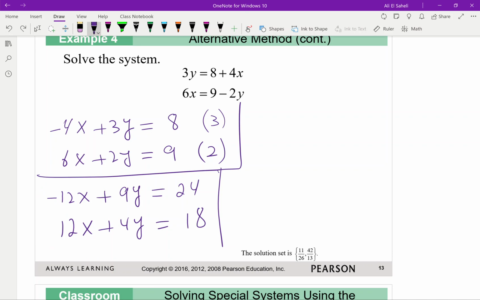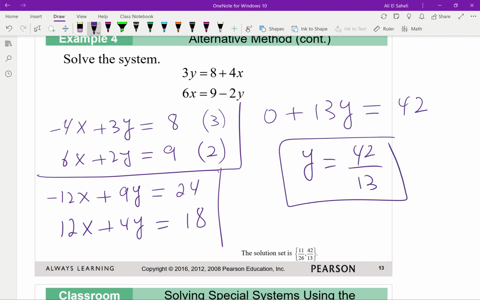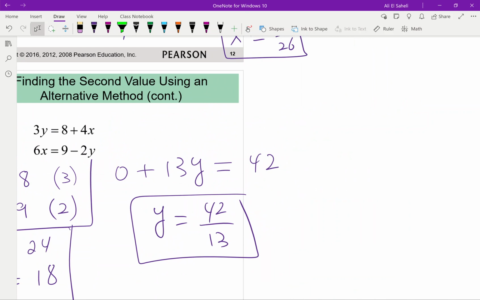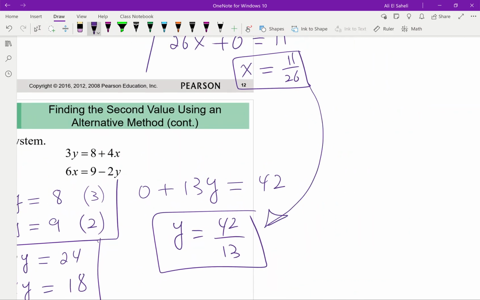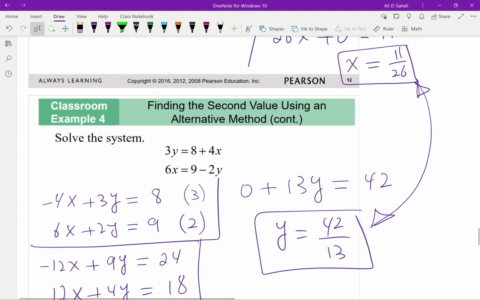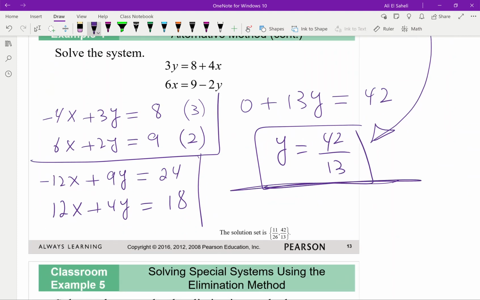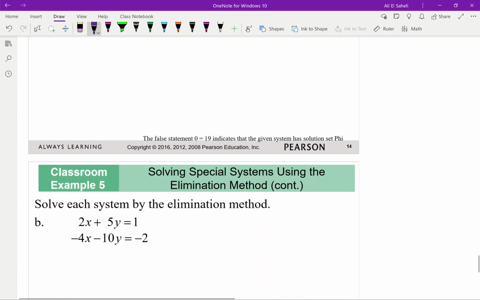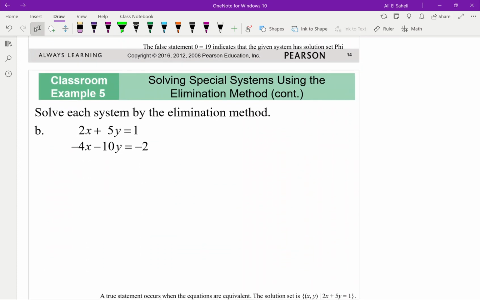This is 0. 9y plus 4y is 13y equals 24 plus 18, 42. So y is 42 over 13. This is the x. This is the y. So we used elimination twice. First time we eliminated y to find x. Second time we eliminated x to find y. Okay.